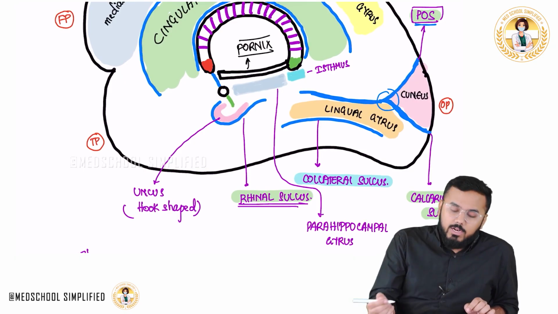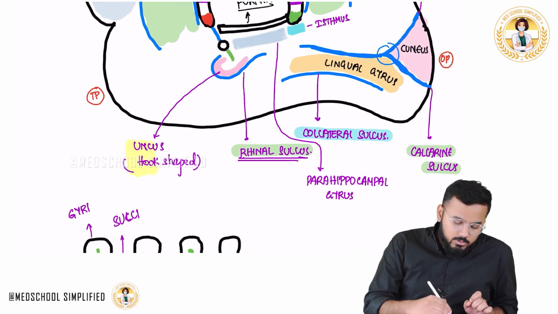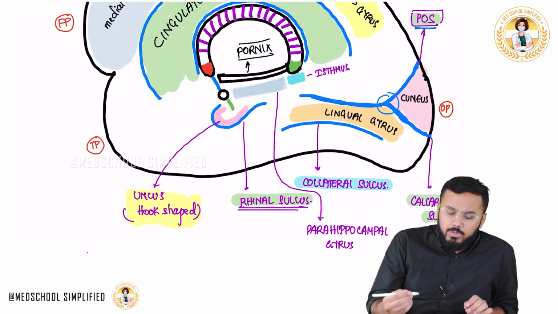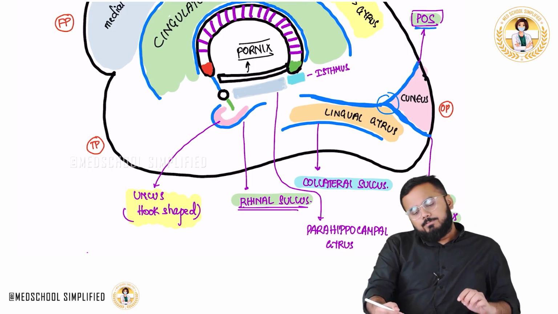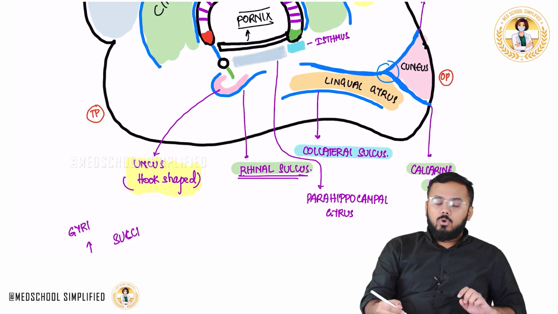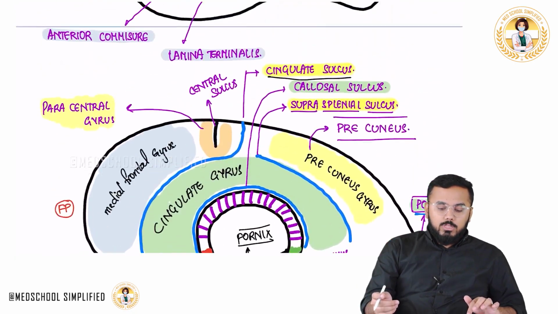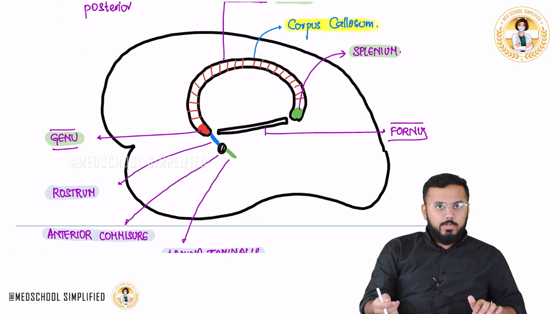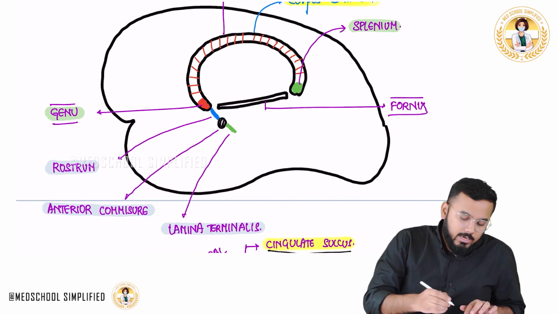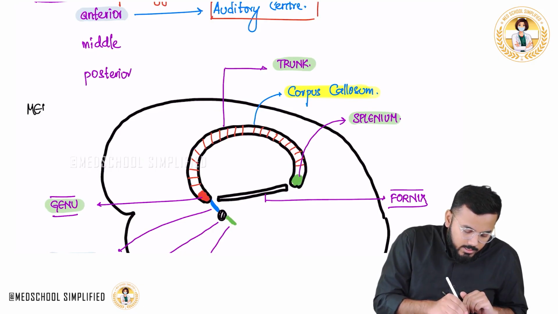And within the loop of the rhinal sulcus, you have got another gyrus over here. This is called as uncus. Okay, so this is your uncus, which is a hook-shaped gyrus. Okay. Next, on the back, you have got POS, which is called as parieto-occipital sulcus. Next, you have got calcarine sulcus. In between both of them, you have got a gyrus called as cuneus. Okay. Next, down here, you have got lingual gyrus. Okay, so these are the gyri and sulci that are located on the medial side of the cerebral hemispheres.